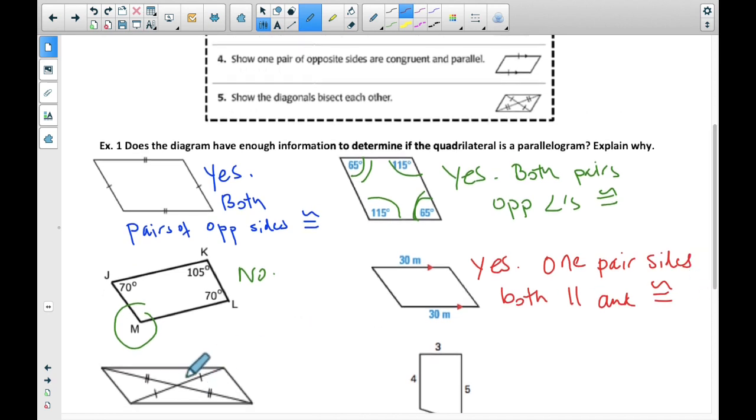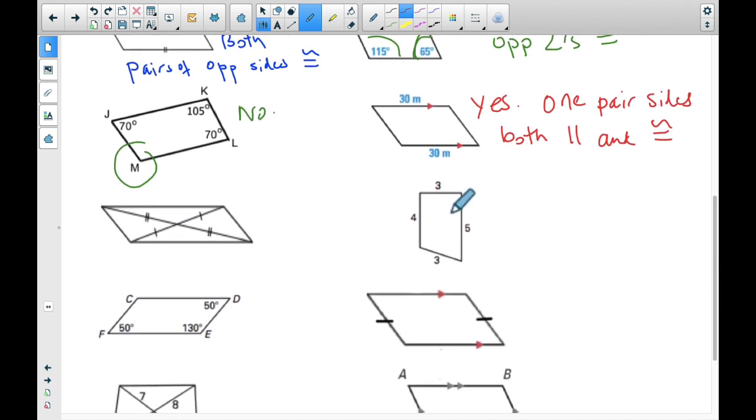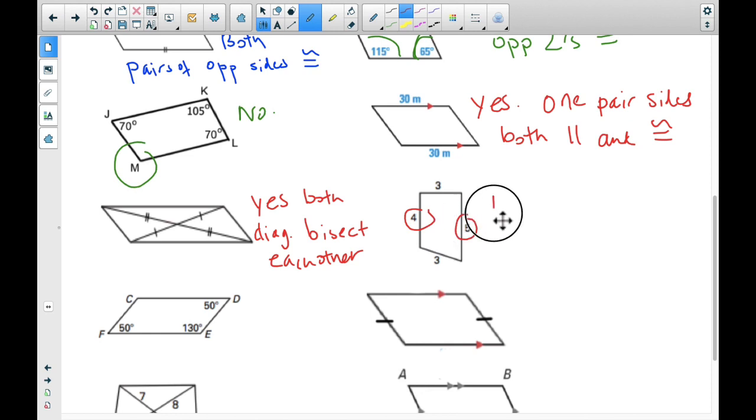All right, this next one, I'm looking at this one. It looks a lot like number 5, doesn't it? The diagonals are congruent. So yes, the diagonals bisect each other. Not congruent, they bisect each other. So I said yes, both diagonals bisect each other. Okay, this next example, the 3 and the 3 match up. That's good. But the 4 and the 5 do not. So this is a no because opposite sides are not congruent.